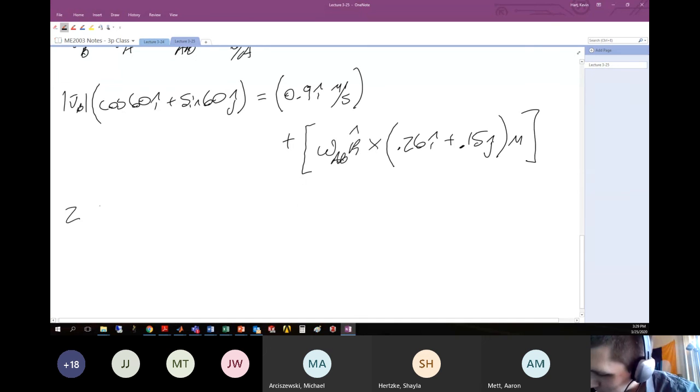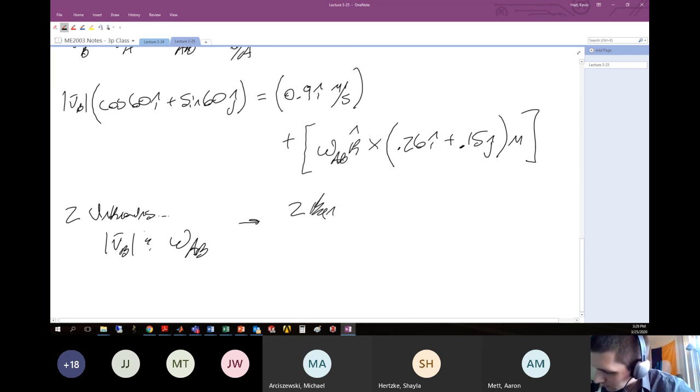Okay, so two unknowns. That is the magnitude of the velocity of B and the magnitude of our angular velocity, omega AB, and we have two equations, one in I hat and one in J hat. Okay, so two equations, two unknowns.